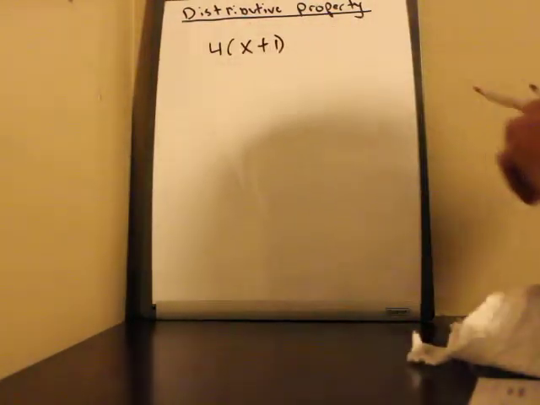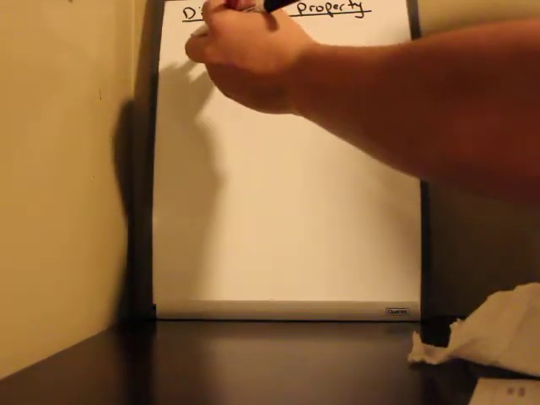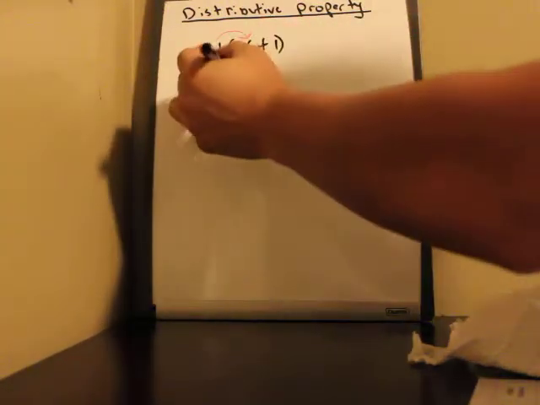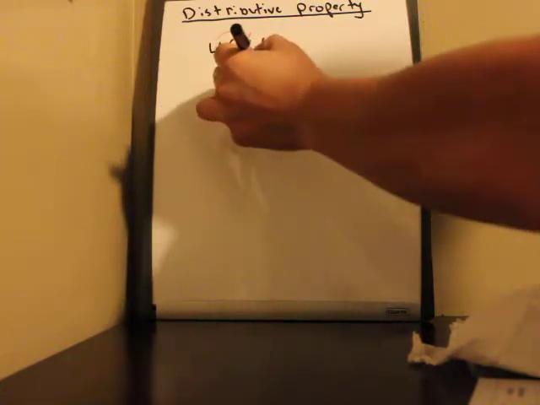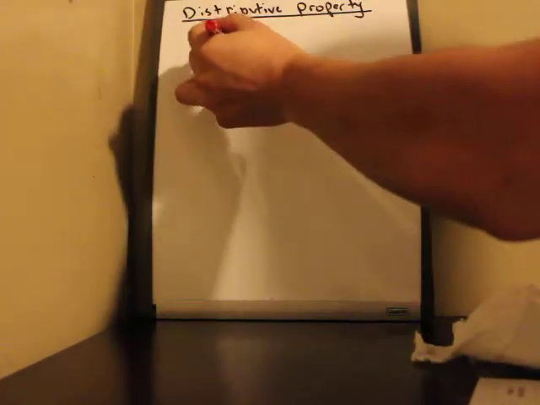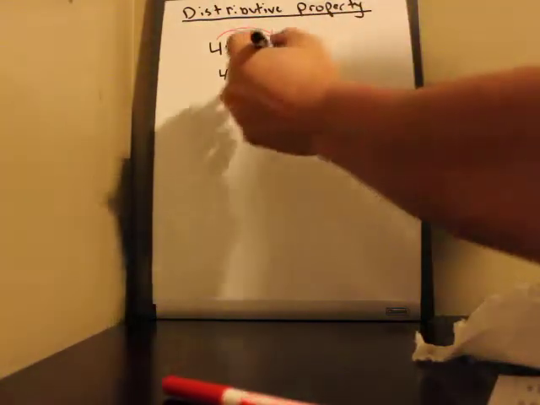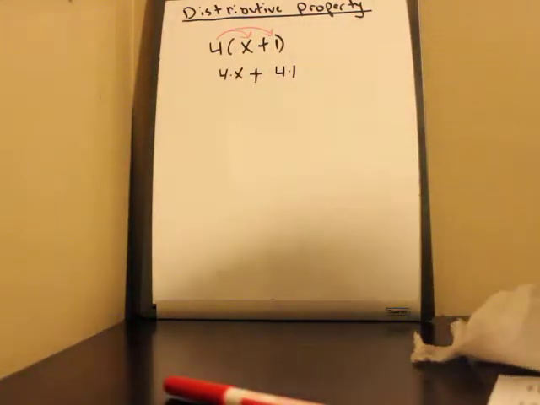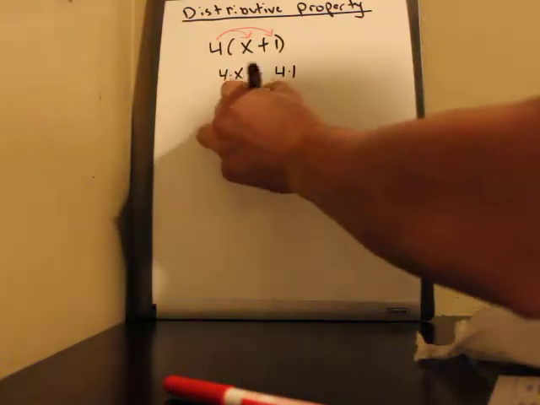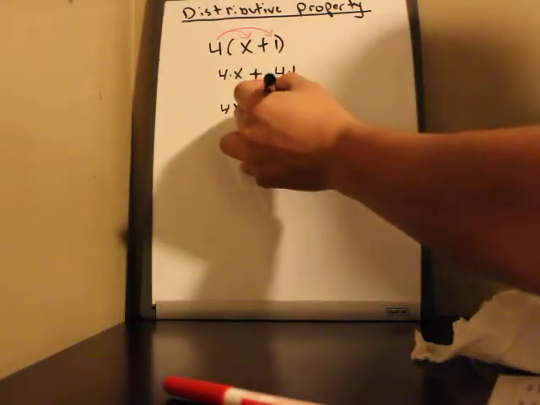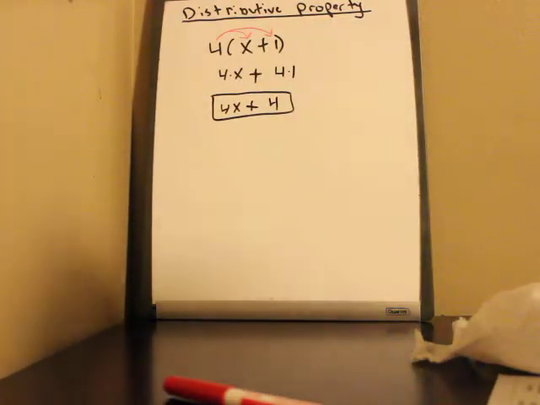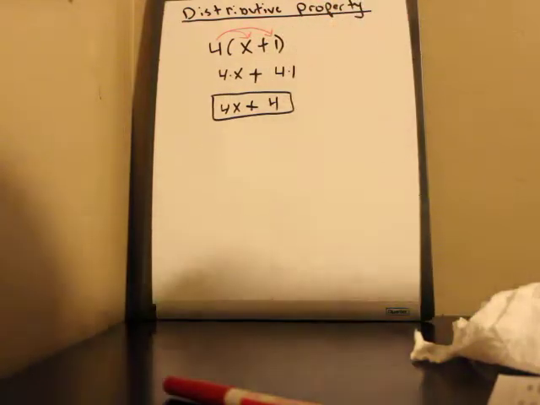So the way we do this is this number goes here and multiplies. So we have 4 is going to multiply with x, so we're going to get 4 times x, then we're going to do plus. Okay, and now we're going to take the 4 and multiply it by 1. So we get 4 times 1. 4 times x is 4x. Okay, and then plus 4 times 1 is just 4. So this is my expanded out polynomial using the distributive property.